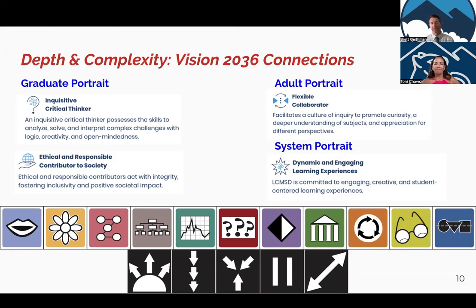When we think about critical thinking, we hear this time and time again in education. Sometimes it feels really ambiguous. Well, what does critical thinking really mean? Critical thinking is really demonstrated through these icons, and we're going to talk a little bit more about that in just a minute.